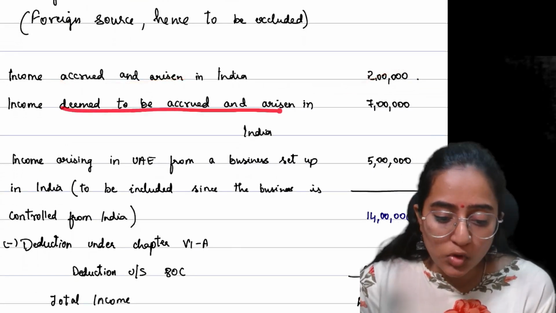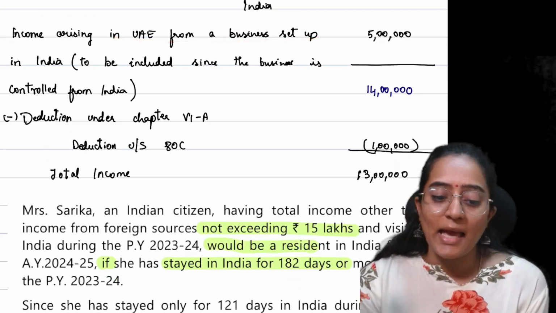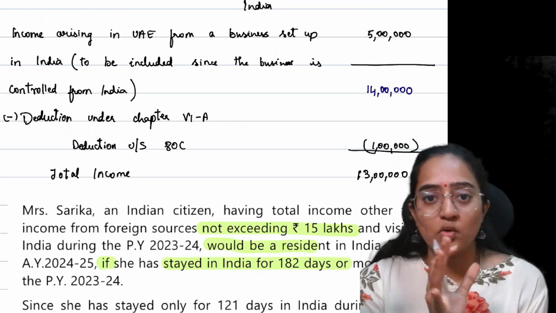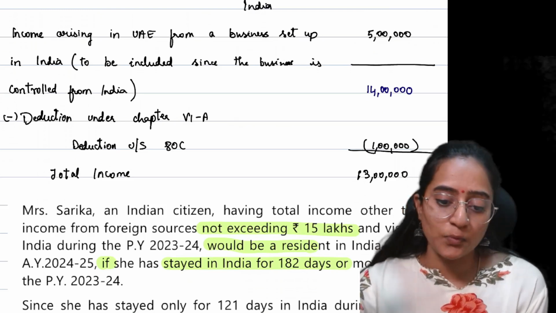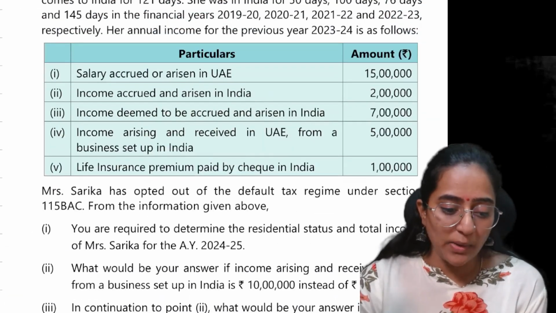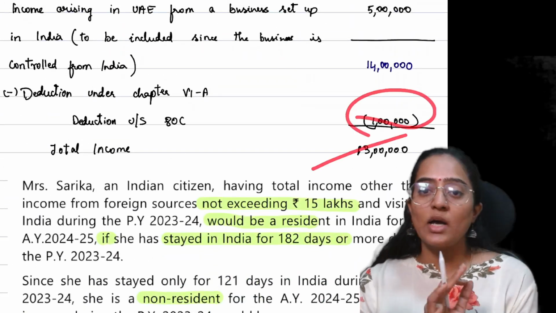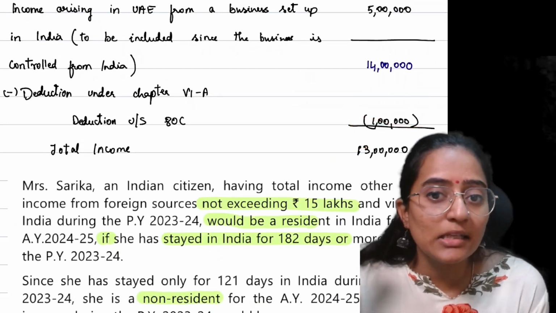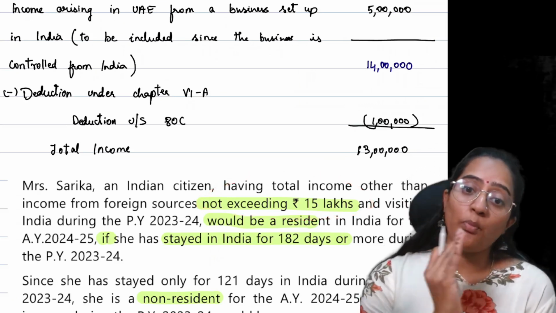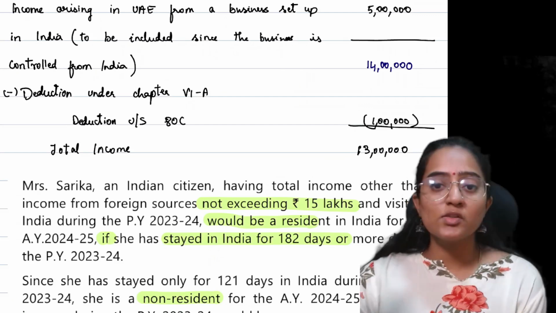Income accrued and arisen in India is 2 lakh. Income deemed to be accrued and arisen in India is 7 lakh. Income arising in UAE from the business set up in India is Indian income, since it is set up in India and the control is in India. Total is 14 lakh. But she has the Chapter VI-A deduction for the life insurance premium, 1 lakh, so our total income is 13 lakh. It is not exceeding 15 lakh, so that special provision is not applicable for her.